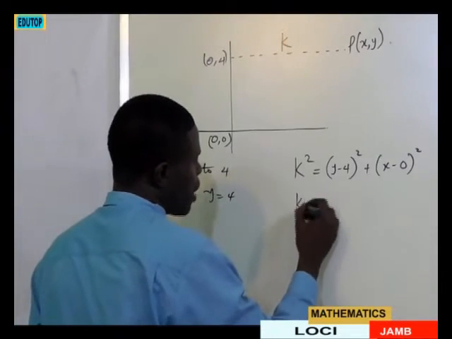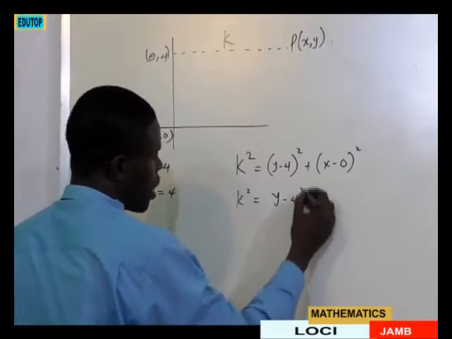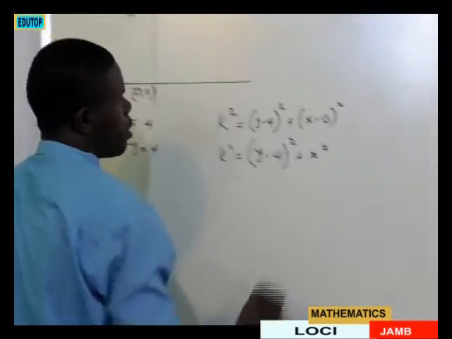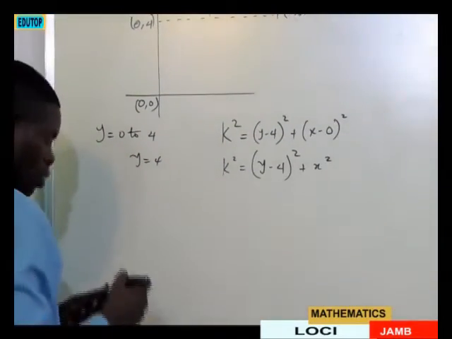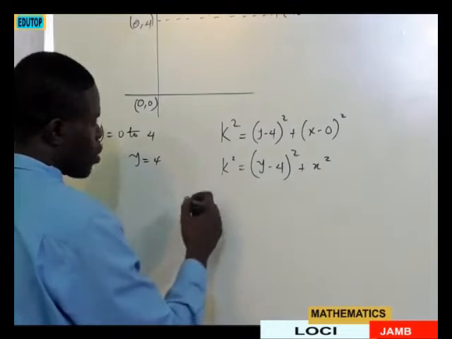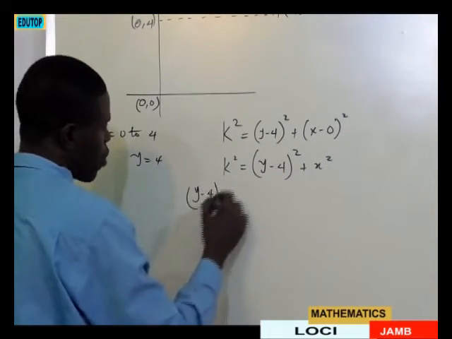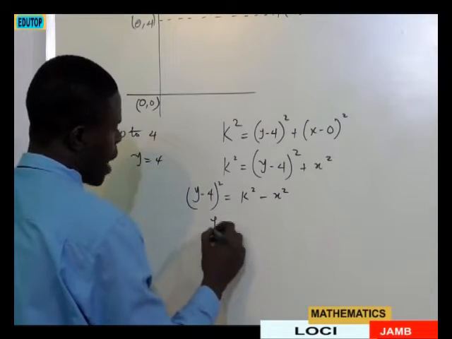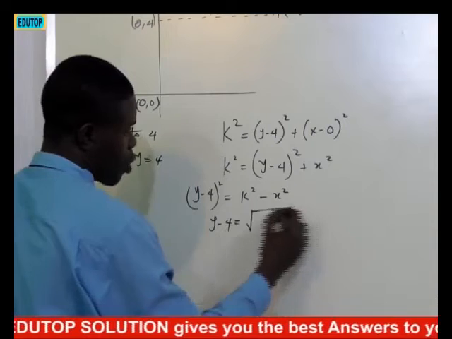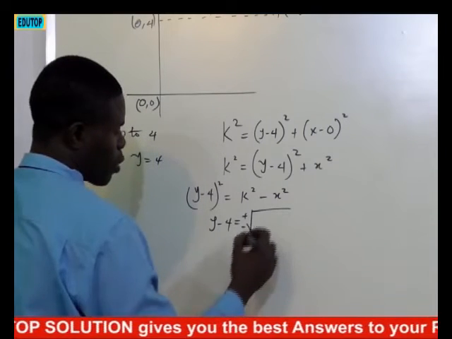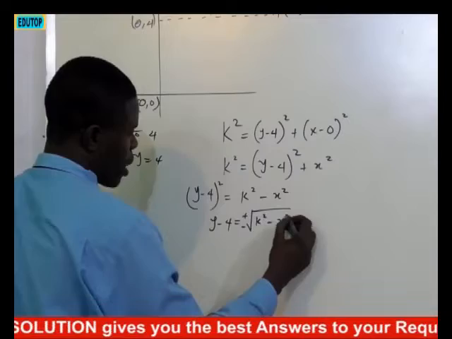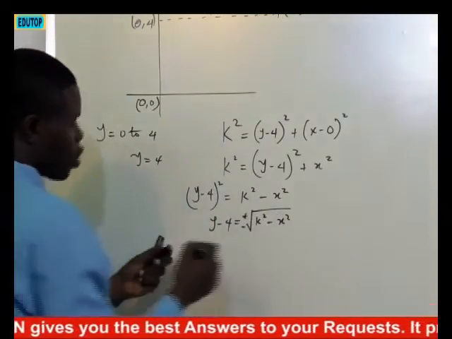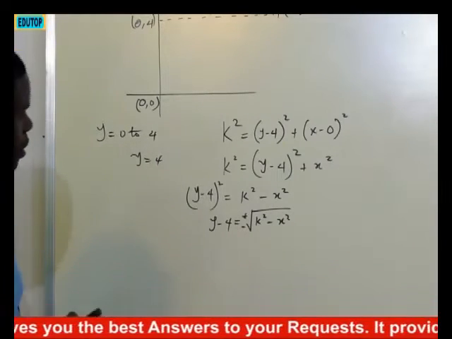So we now have k squared equals y minus 4 squared plus x squared, because x minus 0 is x, so squared, that's x squared. Then let's transfer this to this side. We have y minus 4 all squared equals k squared minus x squared. So y minus 4 will be plus or minus the square root of k squared minus x squared.